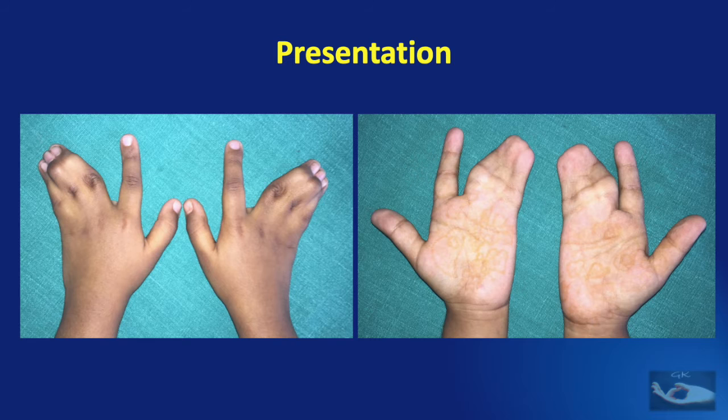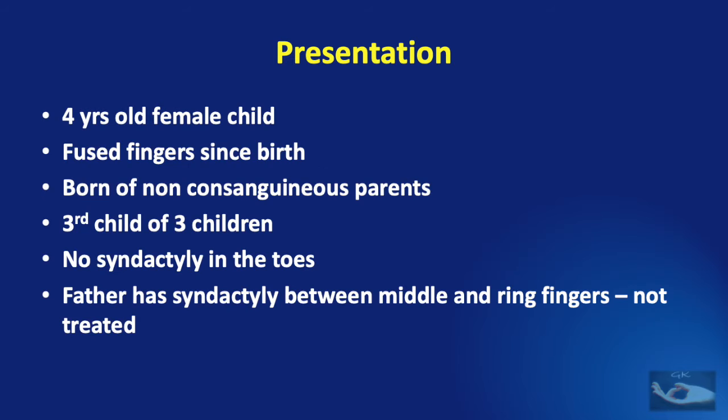This was a 4-year-old female child who presented with fused fingers since birth on both hands. This child was born of non-consanguineous parents and was the third child of 3 children. There are no syndactyly among the siblings. This child does not have syndactyly in the toes. The father of the child has a syndactyly between the middle and ring fingers on both his hands and has not had any treatment for the condition.